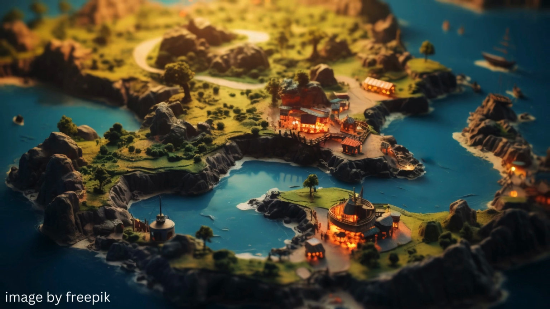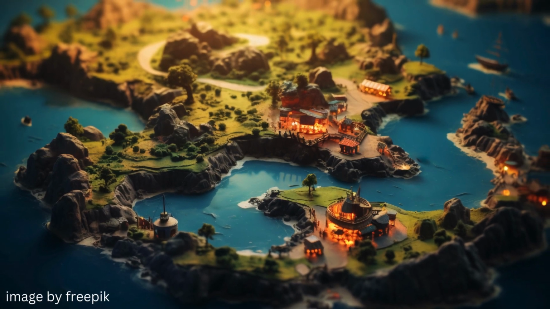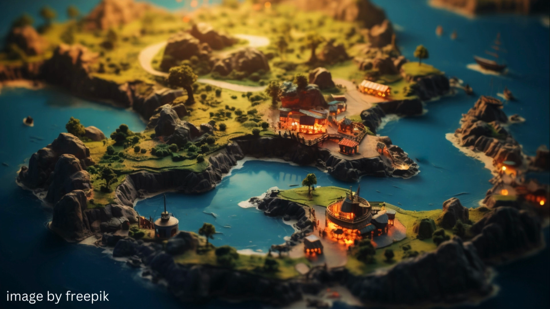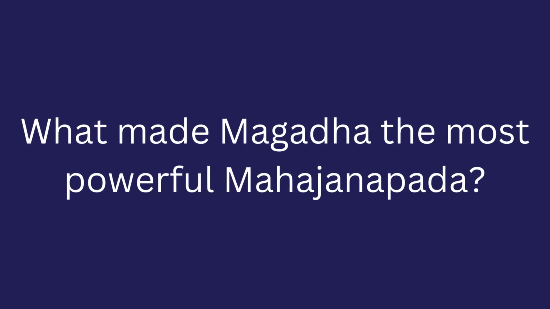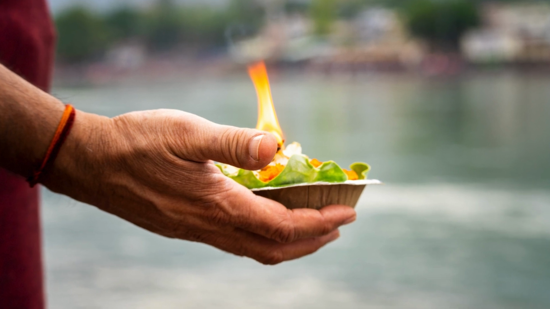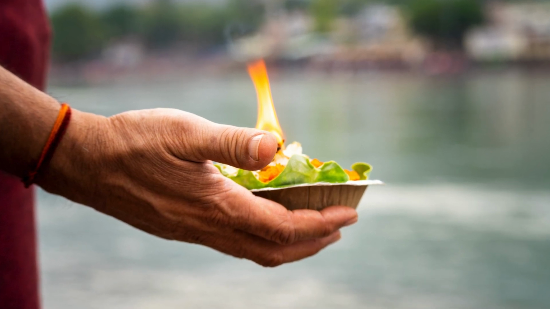The Mahajanapadas represented the emergence of territorial kingdoms that ruled over people, Jana. The king headed the government aided by a centralized administration. What made Magadha the most powerful Mahajanapada? The following various factors combined to make Magadha the most powerful and prosperous Mahajanapada.